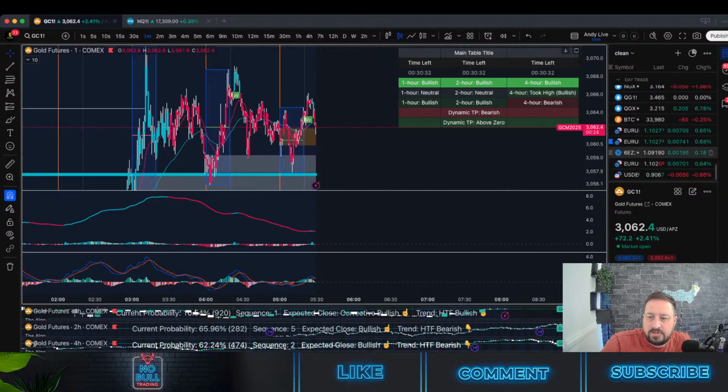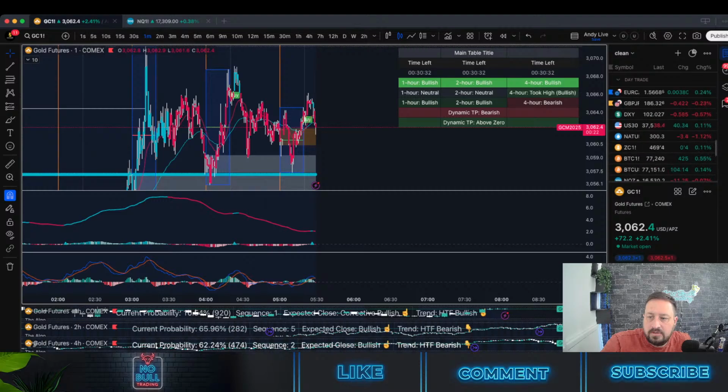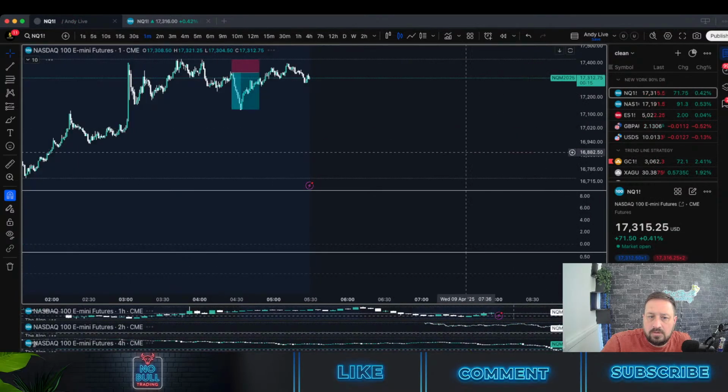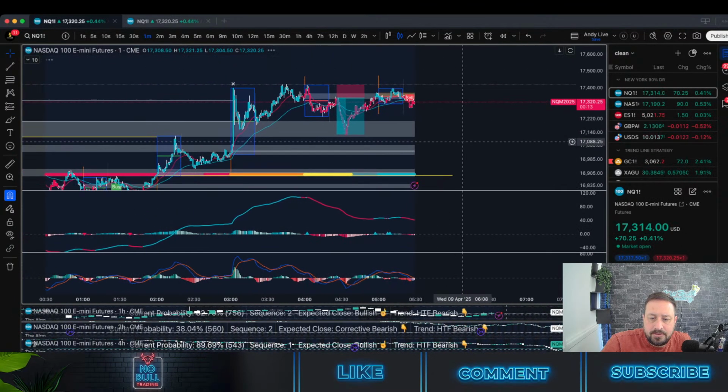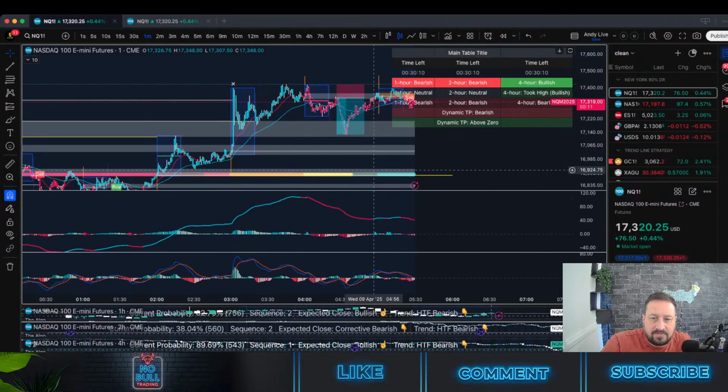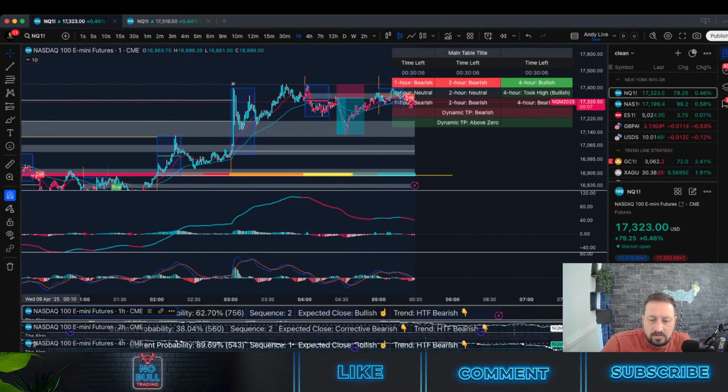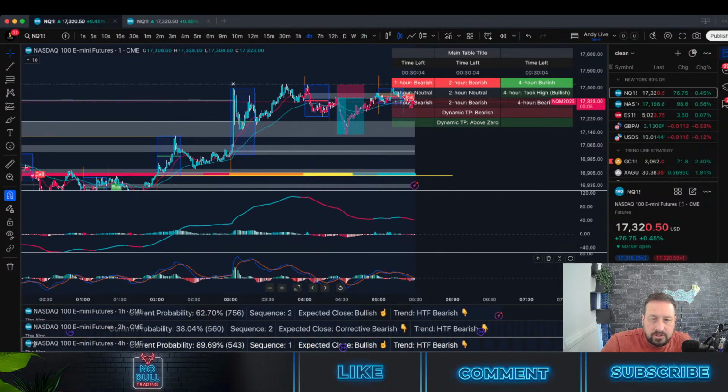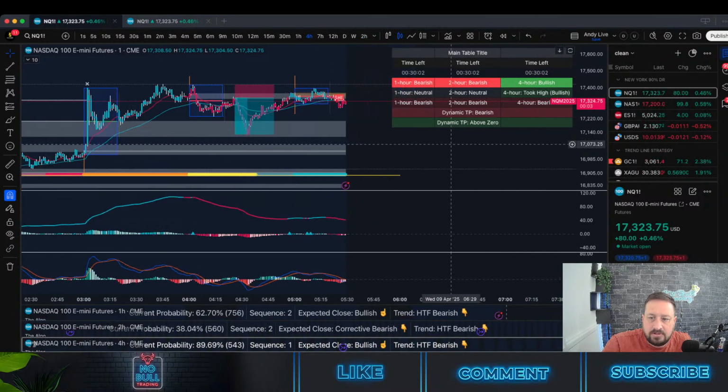Dynamic TP is bullish as well. Trend AI is bullish, so. And then NQ. We are still above the 0 line. We have transitioned bullish. We are bullish, so it's just careful on the shorts, basically.